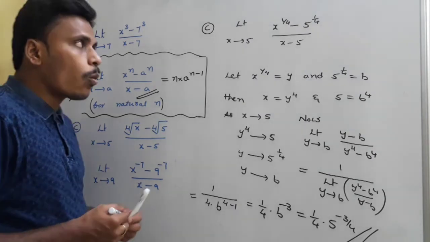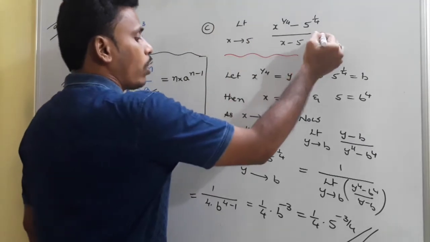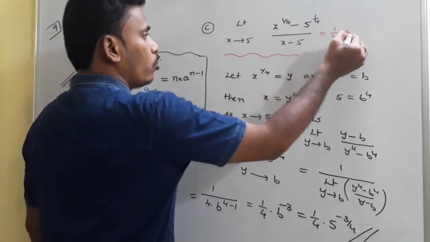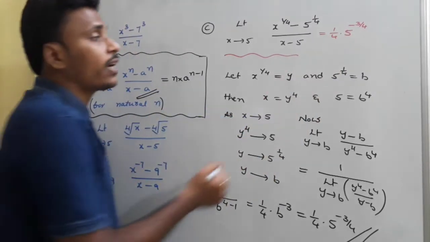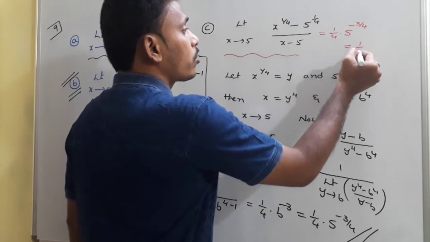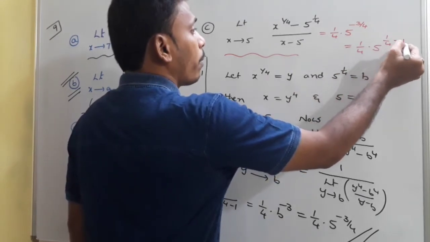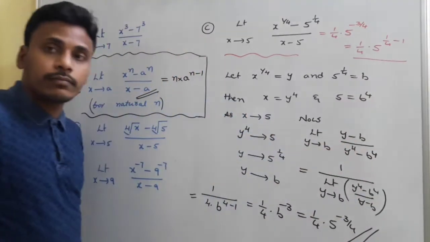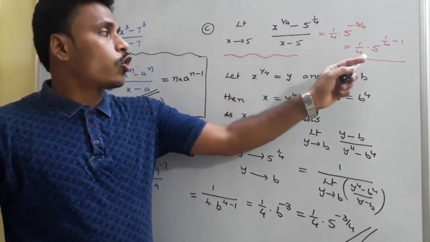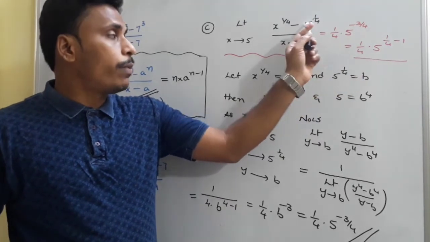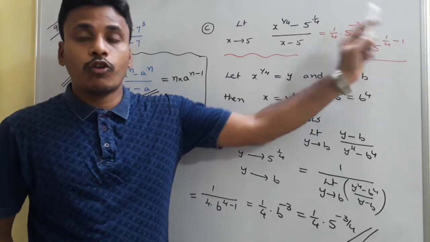See, once again, the answer for the given problem is simply 1 by 4 into 5 power minus 3 by 4. And I will rewrite it in such a way: this is equal to 1 by 4 into 5 power 1 by 4 minus 1. Is there anything wrong? Here the power is 1 by 4, so 1 by 4 into this base value 5 to the power n minus 1, that is 1 by 4 minus 1.